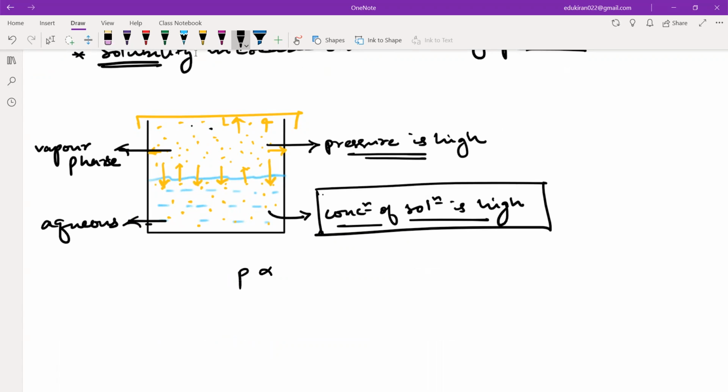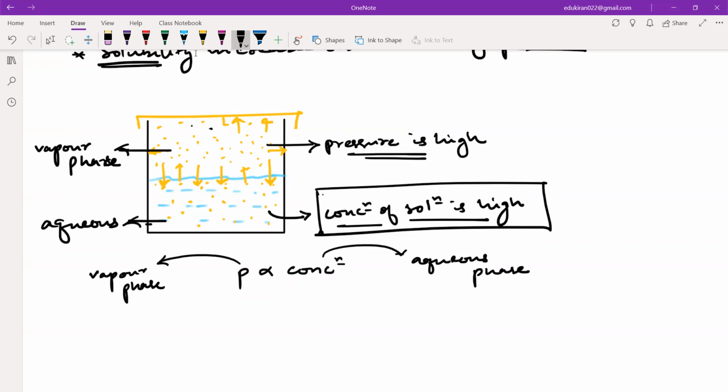Okay. Now, we can write that the pressure of the vapor phase is directly proportional to the concentration in the aqueous phase, or in the solution. Now, taking the concentration term as the mole fraction, P is directly proportional to chi B, where chi B means the mole fraction of solute inside the solution. Then we can write P is proportional to some constant K, and this was given by Henry, that is why it is called KH, Henry's constant. P is equal to KH into chi B.